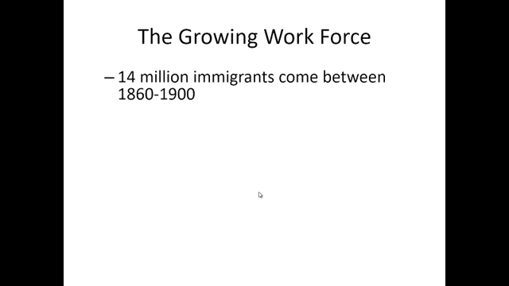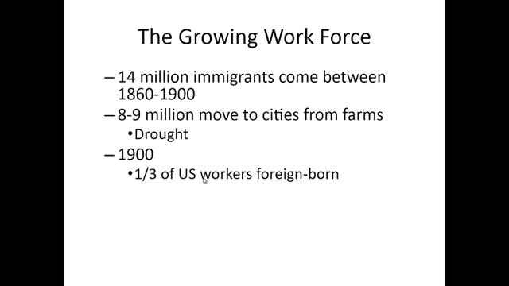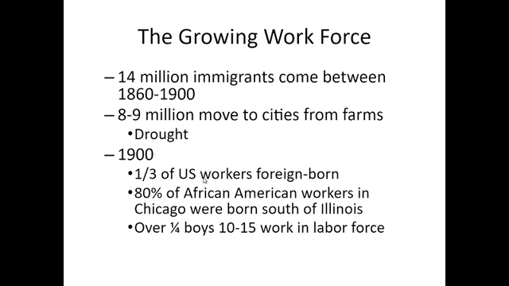All right, now let's talk about the workers at this time, right? There's this big whole shift in how things happen in the country, and it begins with lots of new people. Okay, 14 million immigrants come to America between 1860 and 1900, plus 8 to 9 million people move from farms to cities because of things like drought. So all of a sudden there are millions and millions of new people in the cities, because most immigrants are going to start in the city, and most will stay. Some will move out west to try to make a start out there. So there's millions and millions of new workers.